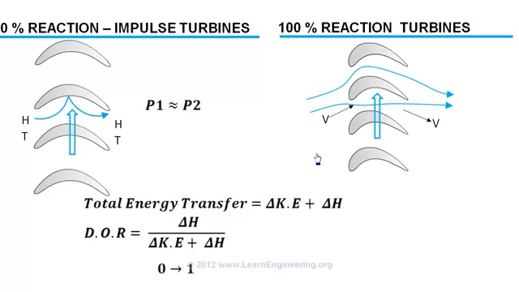A practical steam turbine will be a compromise of these two cases. People usually use a 50% reaction turbine, known as the Parson turbine.